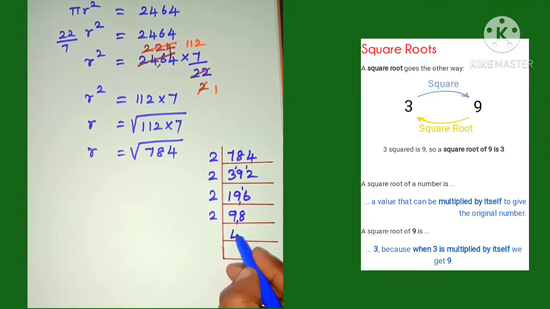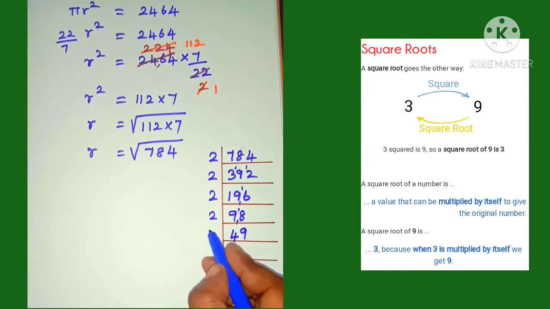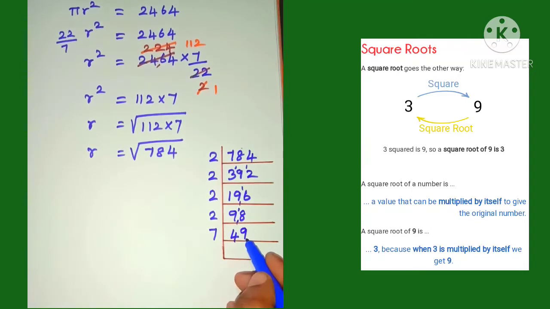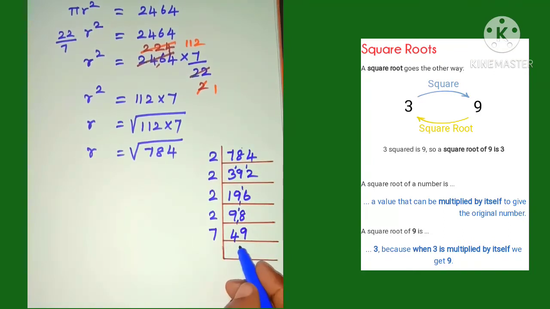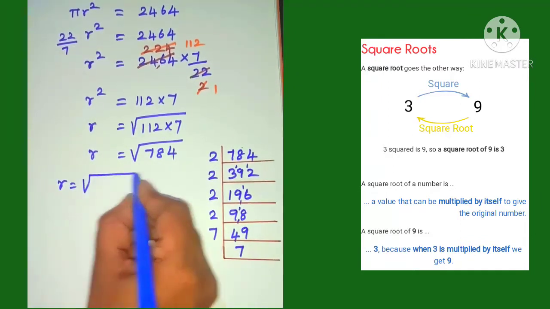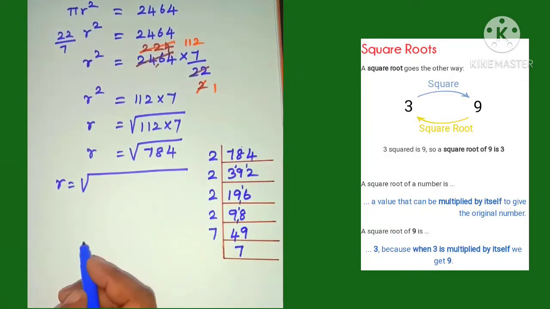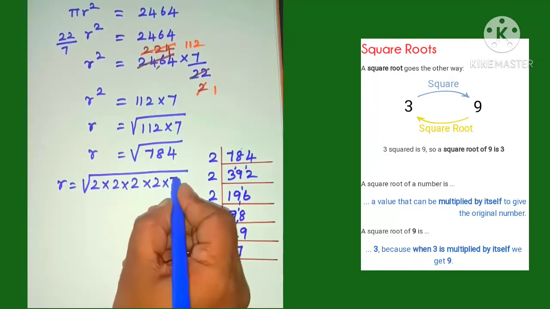4 2s are 8. So remaining 1 is there, and 18. 18 is 2 9s are 18. So here the last digit is 9, and by using the divisibility rule, it is divisible by 7. Prime factor 7. So 7 7s are 49. And now the square root of the value of 784 is 2 into 2 into 2 into 2 into 7 into 7.